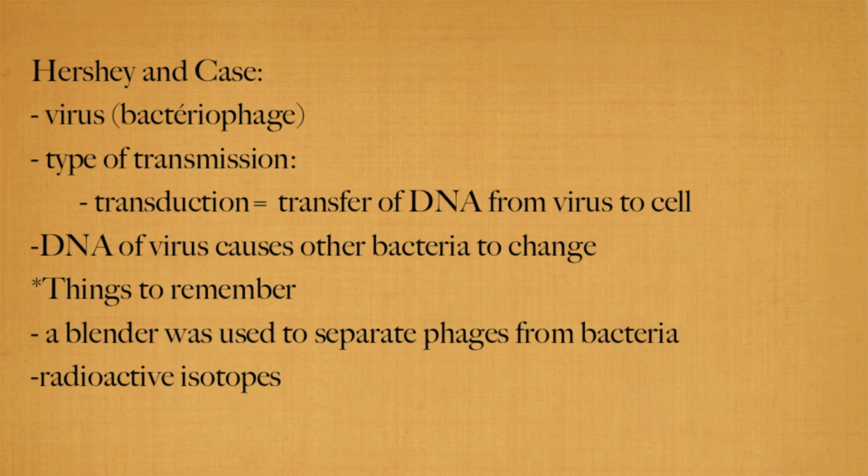Things you should remember about Hershey and Chase is that they use viruses and that the type of transmission was transduction, the transfer of DNA from virus to cell, and the DNA of the viruses caused other bacteria to change. And things you should remember are that a blender was used and that radioactive isotopes were used as well.